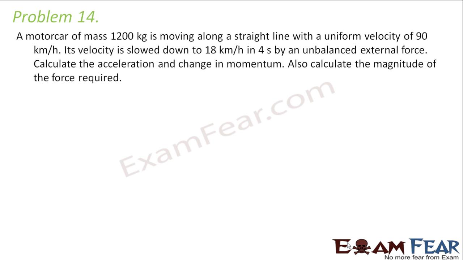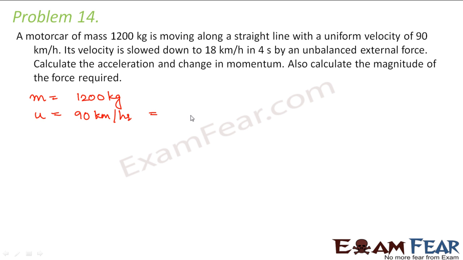Here comes problem 14. It says a motor car of mass 1200 kg is moving along a straight line with a uniform velocity of 90 km per hour. Its velocity is slowed down to 18 km per hour in 4 seconds by an unbalanced external force. So this motor car of mass 1200 kgs had initial velocity 90 km per hour.